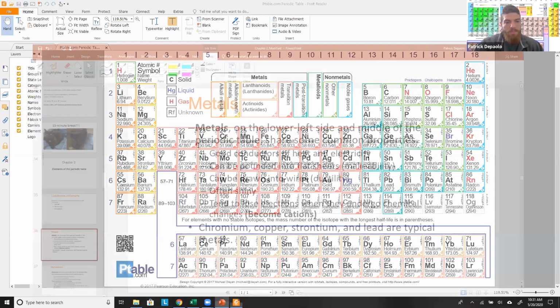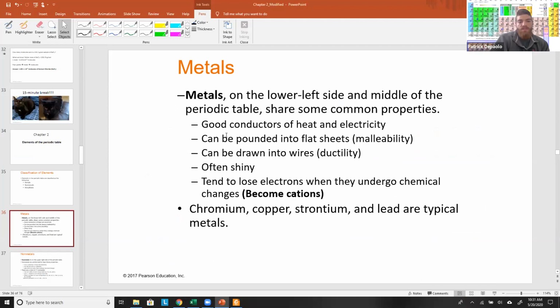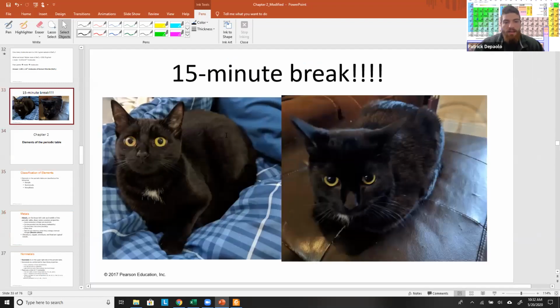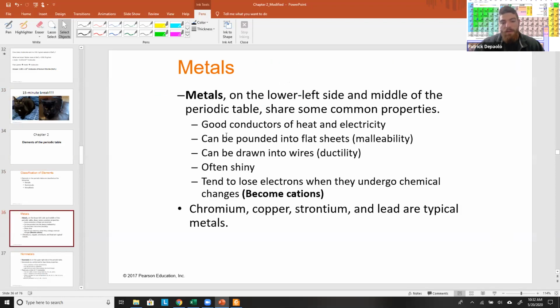But anyway, the metals are good conductors of heat and electricity. They can be malleable, they can be made into wires, and they're shiny a lot. And the most important chemistry thing is they tend to lose electrons when they undergo chemical reactions. This means they become cations. Get it? Cations. They become positively charged.